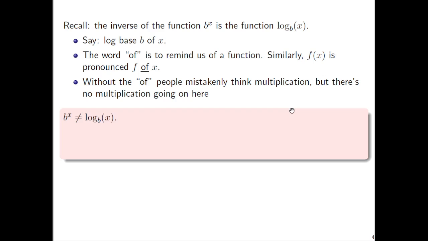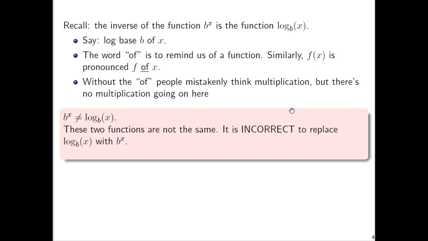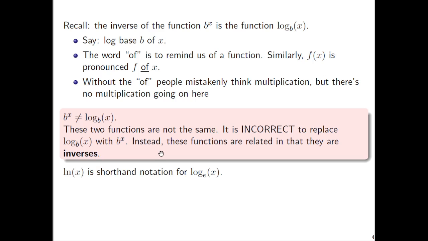Another thing is that b to the x is not equal to log base b of x. These are two different functions that are related to each other. These two functions are not the same, so it would be incorrect to replace log base b of x with b to the x. I've seen people take log base b of x that's just sitting in a problem and turn it into b to the x. Well, they're not the same. They're just related to each other. The two pictures are diagonal flips of each other, meaning they're not the same picture. These two functions are related in that they're inverses of each other.